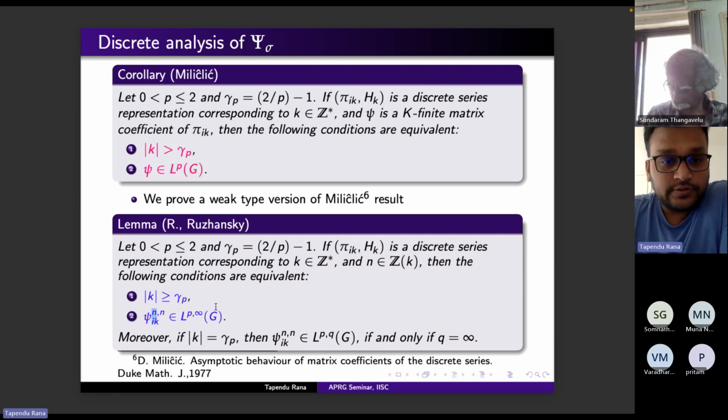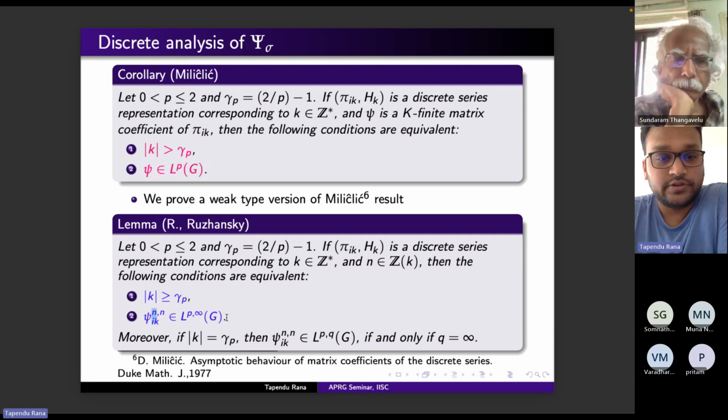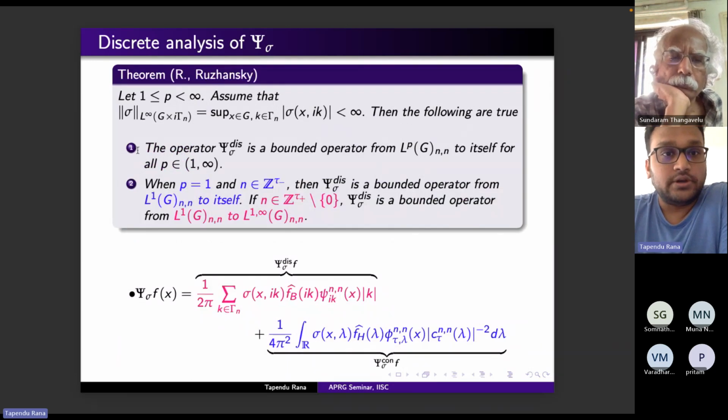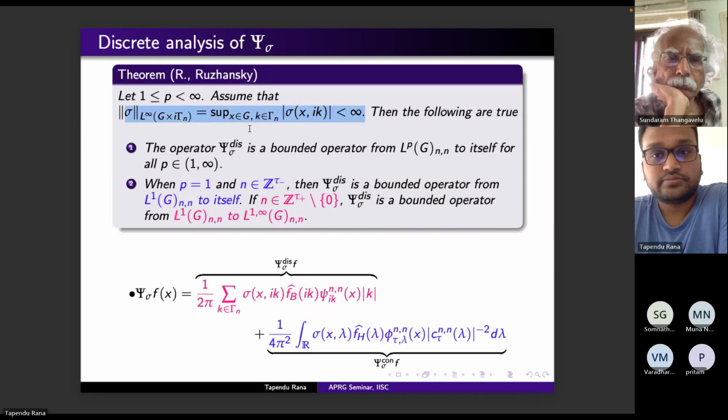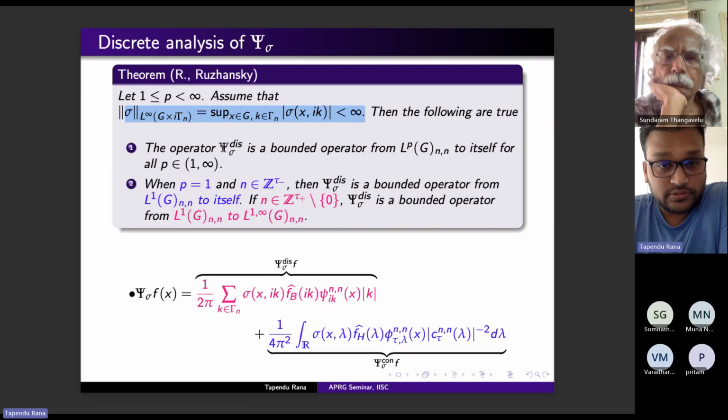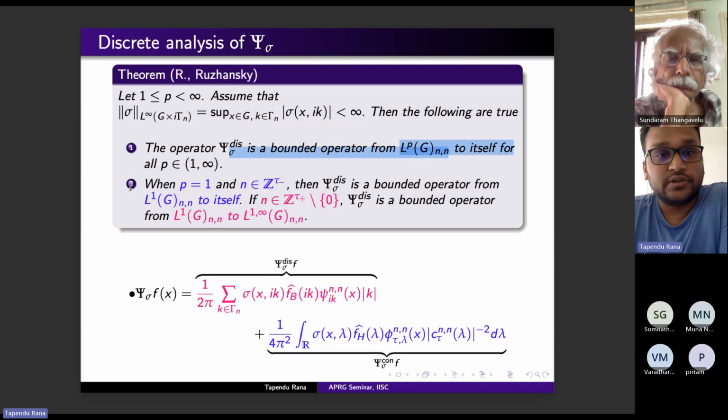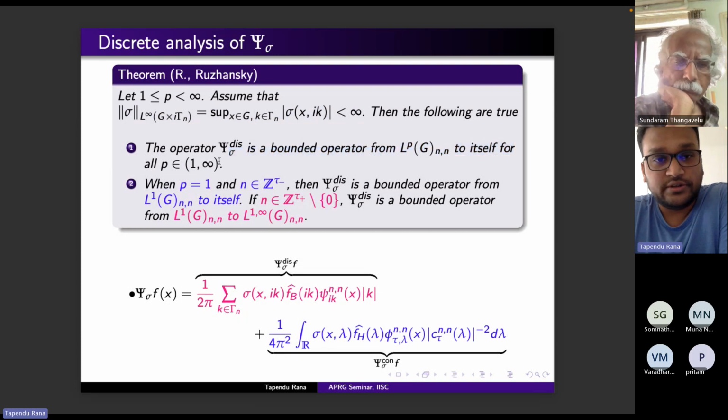And isn't this a sharp estimate of this matrix coefficient of discrete series? We prove that independently: if we take the discrete part of the operator ψ_σ and assume this symbol satisfies this condition, then the discrete part of Schur's operator is bounded from L^p(G/K) to itself for all p belonging to (1, ∞).